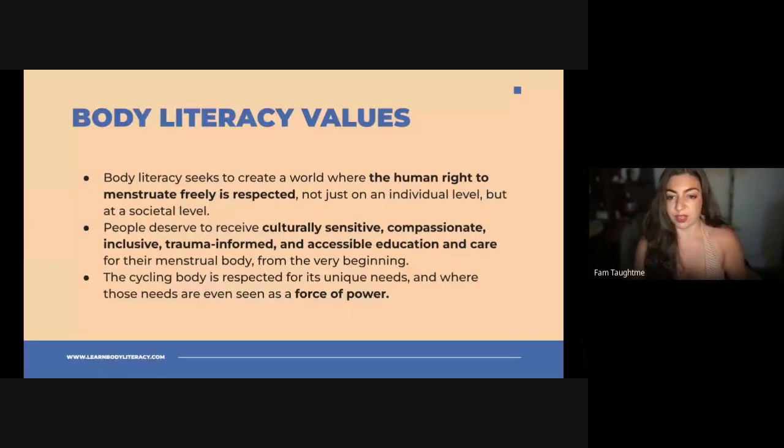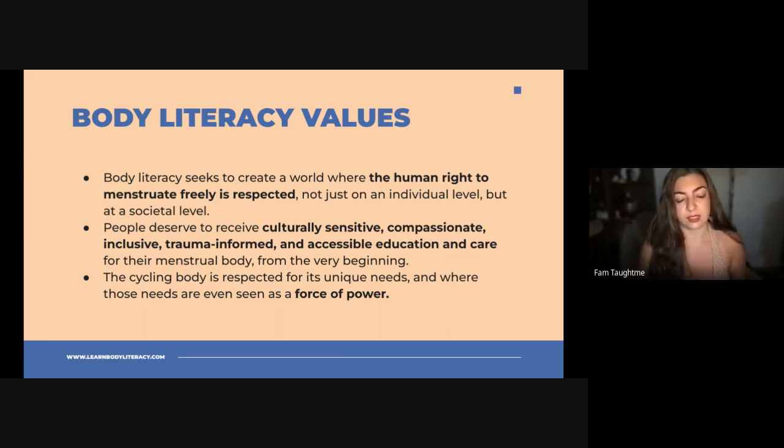So now we'll move on to the values behind body literacy. Body literacy seeks to create a world where the human right to menstruate is freely respected. So as I was just explaining, it's on an individual level, of course, but it's also on the societal level that we're trying to shift the needle. And people deserve to receive culturally sensitive, compassionate, inclusive, trauma-informed, and accessible education and care about their menstrual bodies, from the very time that they're first starting to menstruate and understand what menstruation is.